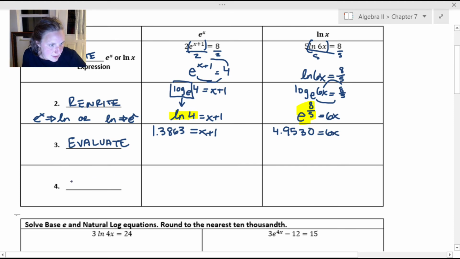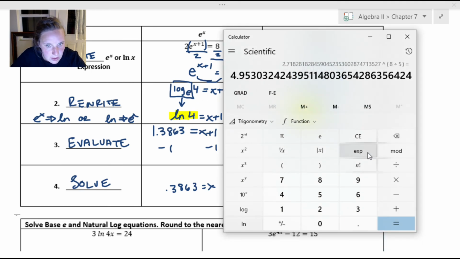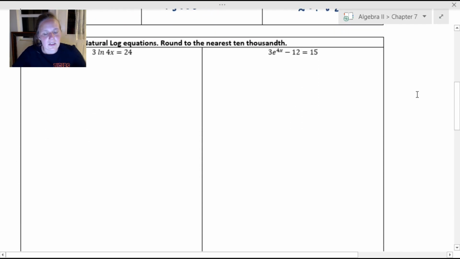So isolating x, solve. On this side, that means we're subtracting 1. So 1.386 minus 1 is just going to be 0.3863 is equal to x. And then on this side, 6 times x, I'm going to divide by 6 on both sides. So that means we're going to get x is equal to 0.8251. I just did that in the calculator. So if I divide that by 6, I get 0.825, and this 5 right here is going to make that 0 go to a 1. There we go.